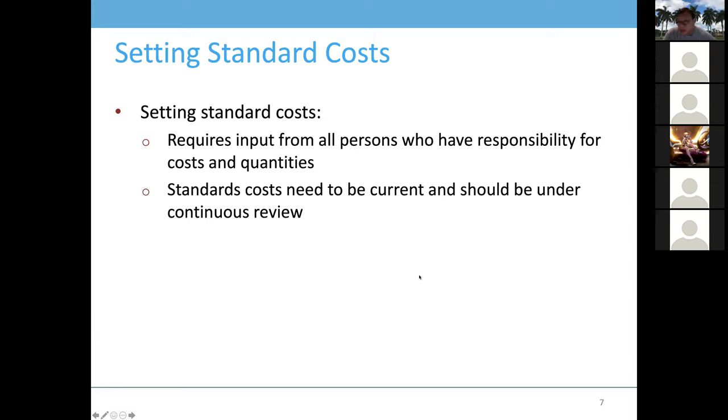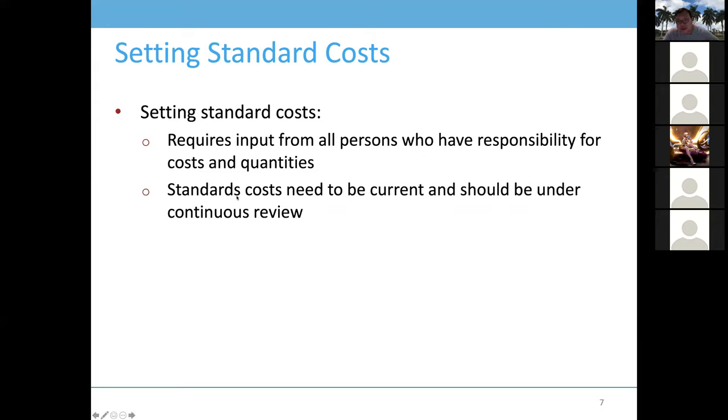So how do you set up the standard cost? As I mentioned, in order to obtain the benefit of standard costing, you need to make sure that the standard costs set up have to be accurate and reliable. So basically you need inputs from all the persons who have responsibilities for cost and quantities. These people have the firsthand information about the cost and the quantity, so you need to seek their input.